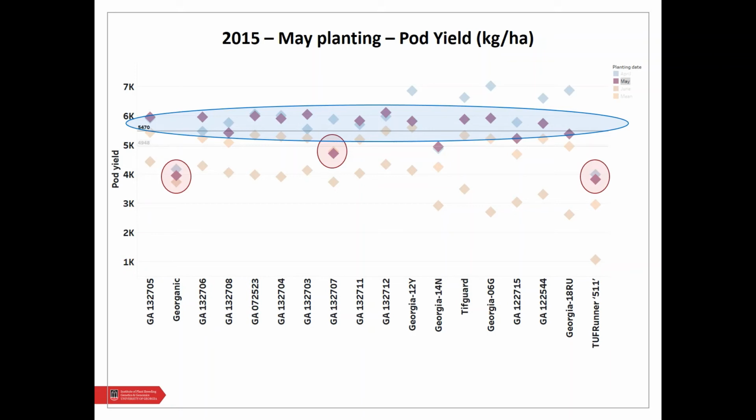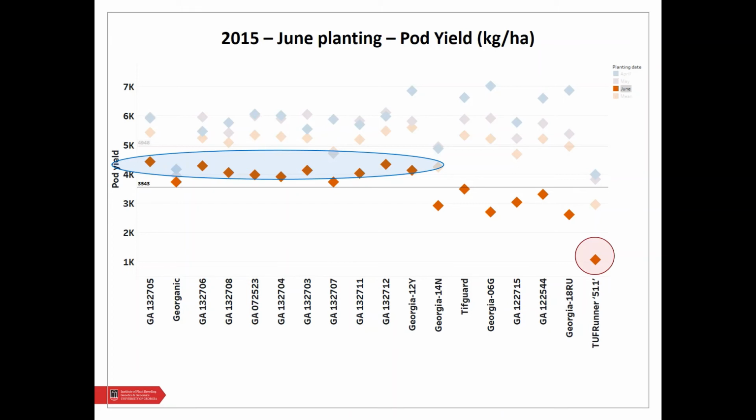However, the lowest yielding group included a line with the highest leaf spot rating, a middle of the pack rating, and one of the lowest leaf spot ratings. So those were Tough Runner 511, Breeding Line Georgia 13 2707, and Georganic.